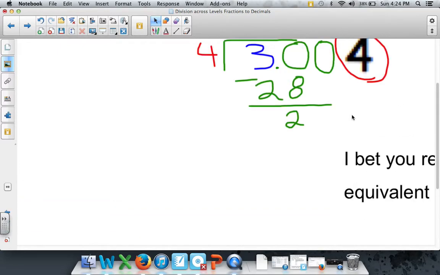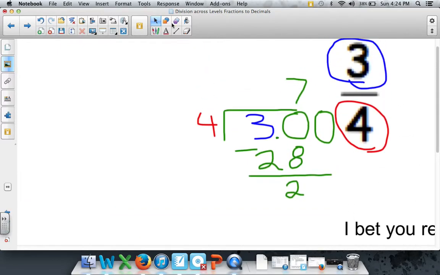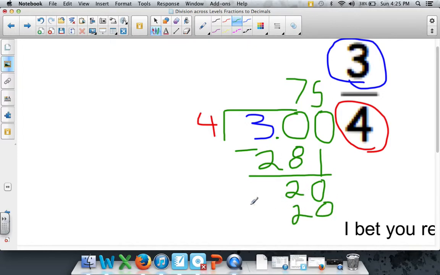Let's put an invisible 0 and bring it down, along with the division step of bringing it down. Goes right there. Now ask yourself, how many times does 4 go into 20? 4 times 5 is 20. Oh look, 20 minus 20 is going to give us 0. We like it when the subtraction gives us nothing left. And the final step for this is to take that decimal we put and bring it up.